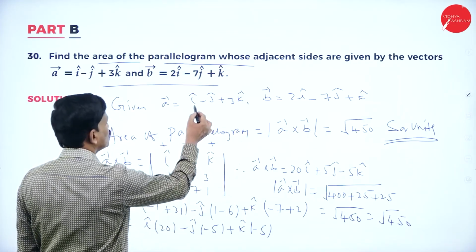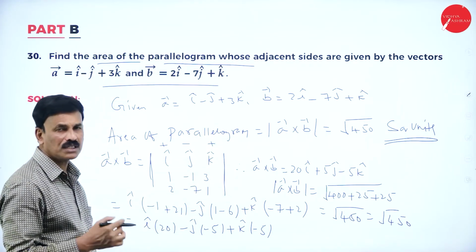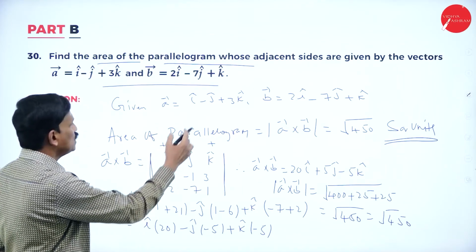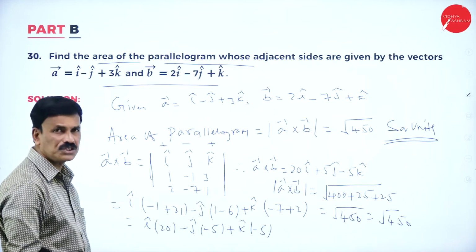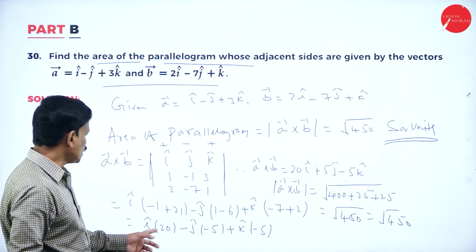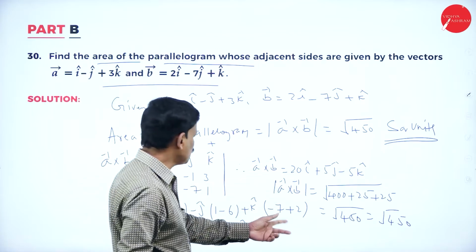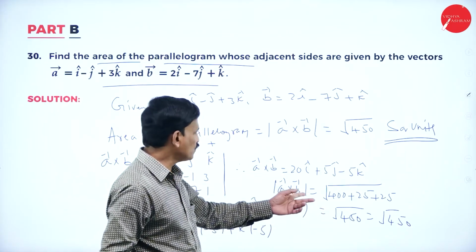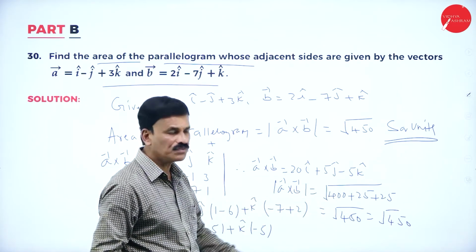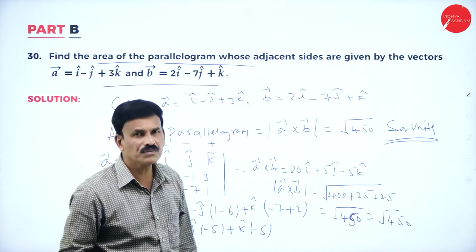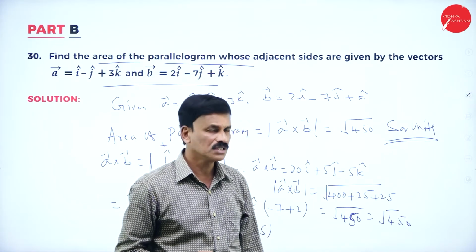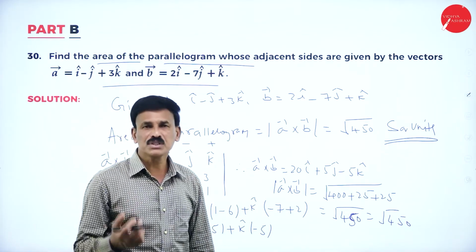i, j, k, the coefficients of i cap, j cap, k cap in vector a and vector b, 1 minus 1 3, 2 minus 7, and expand with respect to the first row. You will get the vector 20i plus 5j minus 5k. Find the length of a cross b: 400 plus 25 plus 25, that's equal to 450. So the length of a cross b is square root of 450 square units. Right, that's it. Now let us come to the next problem.